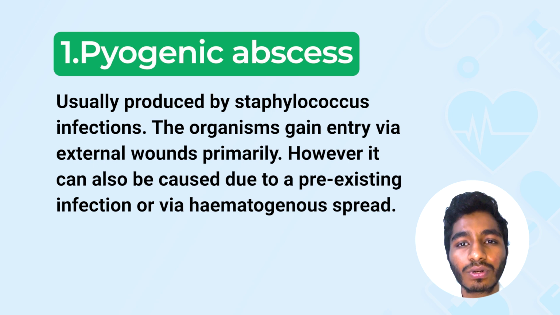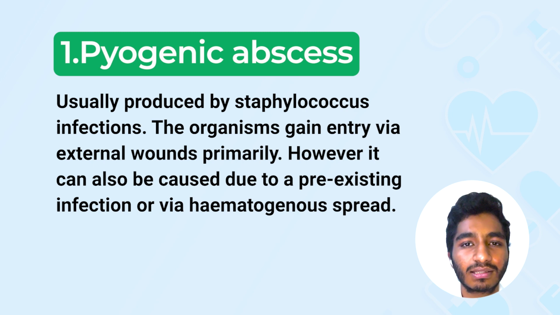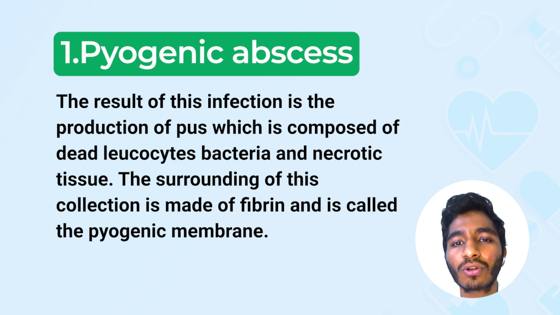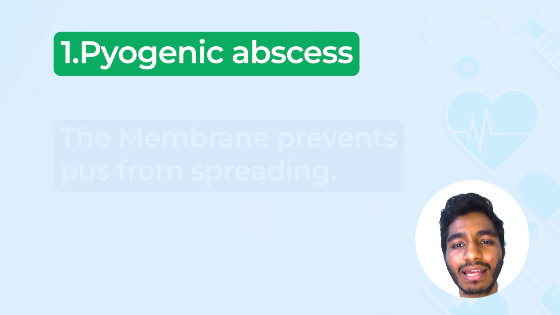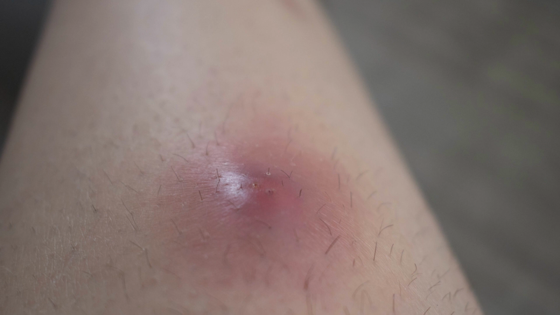Now, this staphylococcus can gain entry either via an external wound or it can spread hematogenously within the human body. The result of this infection is production of pus, which is comprised of dead cells, leukocytes, and necrotic tissue. The surrounding collection of this abscess and pus is made of fibrin, and it's also called the pyogenic membrane. This membrane basically collects and keeps all of this pus localized to one small area and prevents its spread.